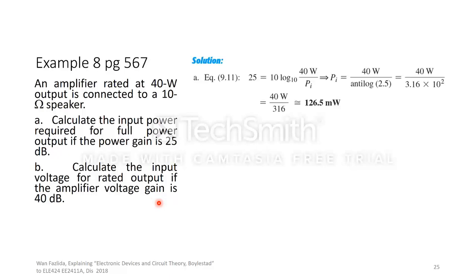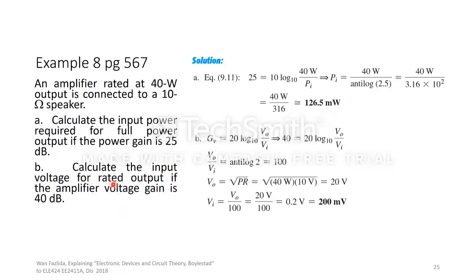Okay, so the solution for part A: again we use the formula, gain equals 10 log P out over P in. The gain here is given to be 25 dB, P out is 40 watts, and P in is what is being asked, because they're asking you to calculate the input power required. So rearranging, P in, if you do the necessary mathematics, you get it to be about 126.5 milliwatts.